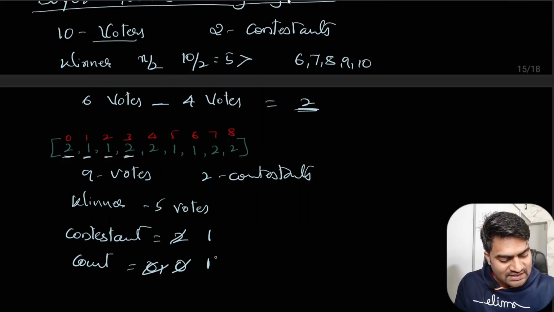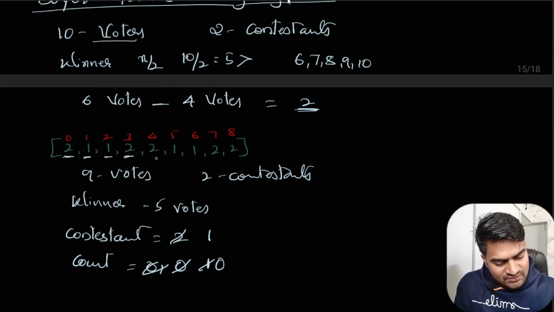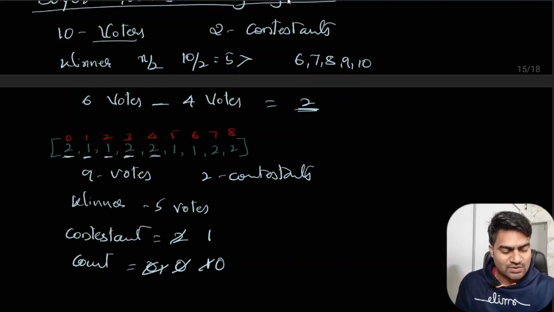So now I will decrease his count. So I will decrease it to 0. Okay, now if you see, again I'll get 2. So it means now at this point 2 will get more votes. So what I will do, I'll replace my contestant with 2 and I'll put his count as 1.